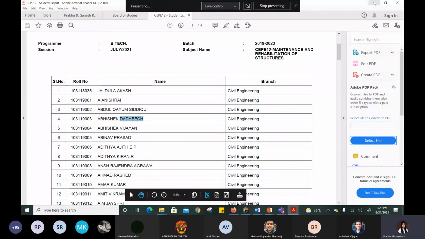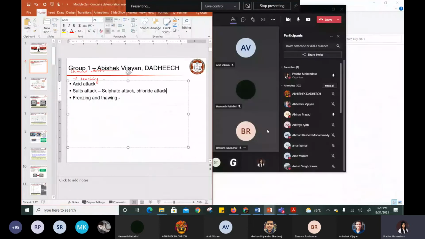Frost attack. Yeah, Abhinav. Frost attack, yep. That is again freezing and thawing. Yeah, that comes under freezing and thawing. Like the salt attack he has mentioned, you have sulfate attack and chloride attack coming under that. Alkali attack, yeah.